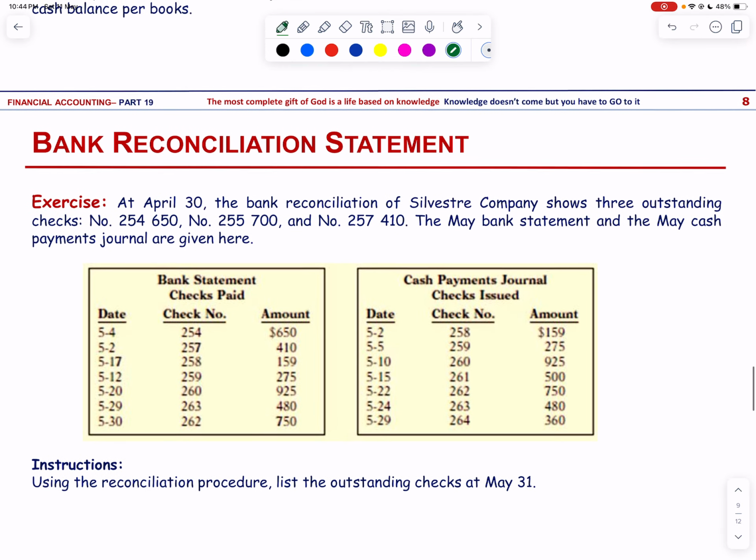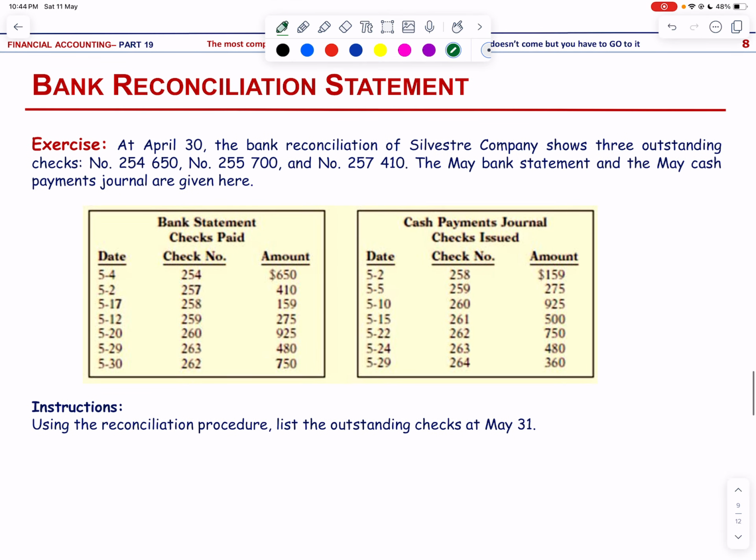Okay, at April 30, the bank reconciliation of Sylvester Company shows 3 outstanding checks. Check number 254 for 650, number 255 for 700, 257 for 410. The May bank statement and the May cash payment journal are given here. So we have the cash payments and we have the bank statement checks paid. So using the reconciliation procedure, list the outstanding checks at May 31st.